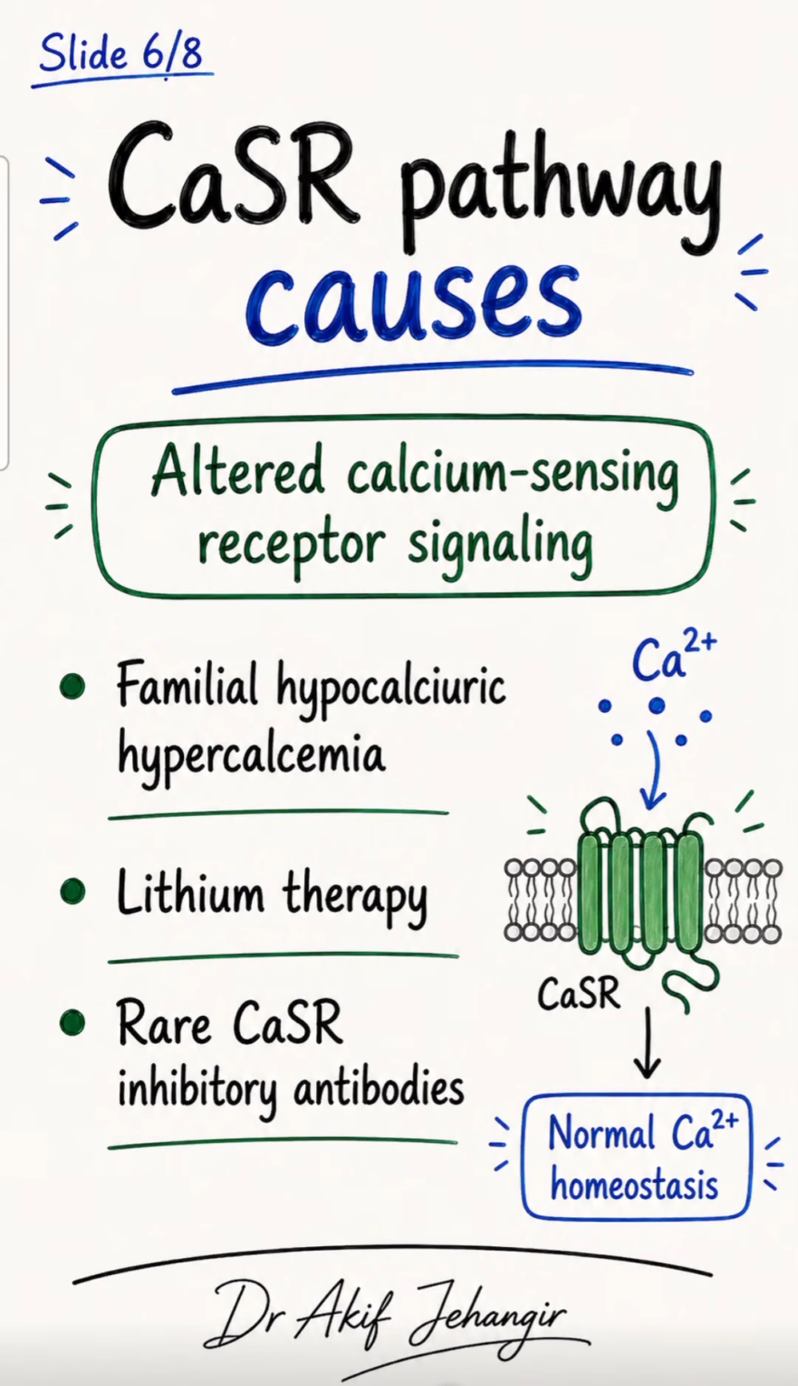Now add the calcium-sensing receptor pathway. In familial hypocalciuric hypercalcemia, CASR signaling is reduced, so the body accepts a higher calcium set point. The clue is mild hypercalcemia with relatively low urinary calcium. Lithium can shift the same set point, and rare CASR inhibitory antibodies can do something similar.